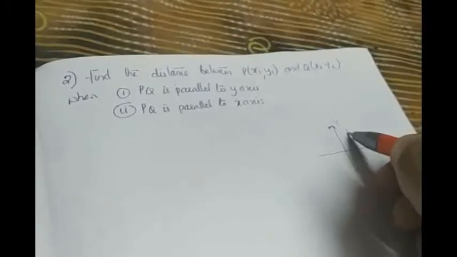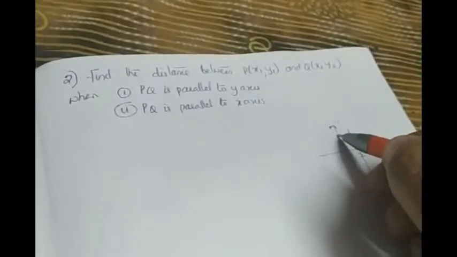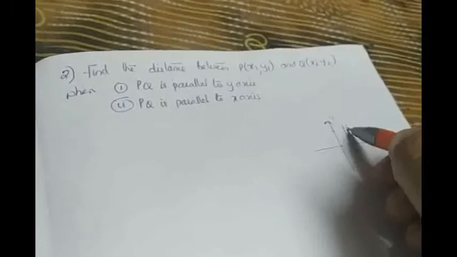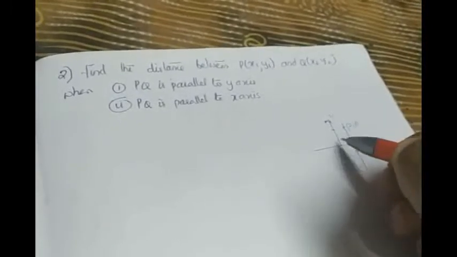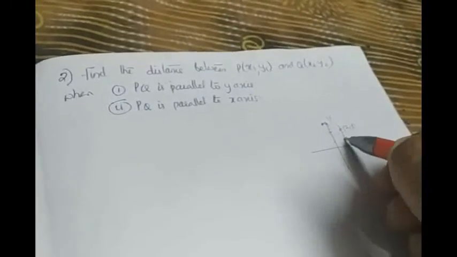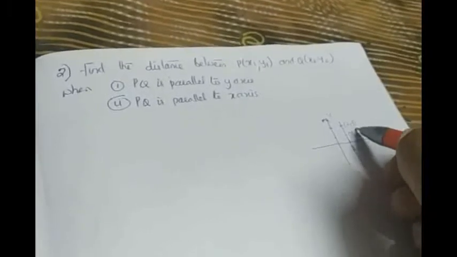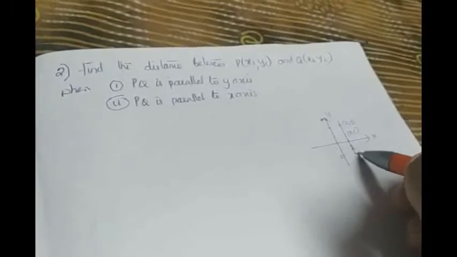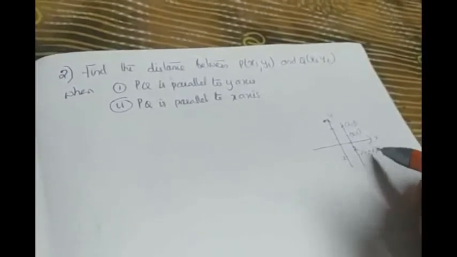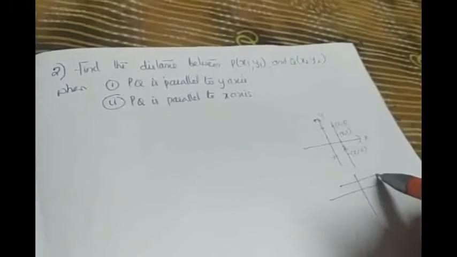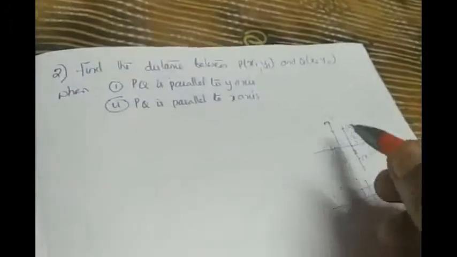All the x-coordinates will be 2. If I am taking a point corresponding to 3 on the y-axis, the point will be (2, 3). If I am taking a point corresponding to 1 on the y-axis, it will be (2, 1). If I am taking a point against -2 on the y-axis, the point will be (2, -2). That means all the x-coordinates remain the same when we are drawing a line parallel to y-axis. Same way, if we draw a line parallel to x-axis, all the y-coordinates remain the same. Okay, so this is what we are going to apply here.